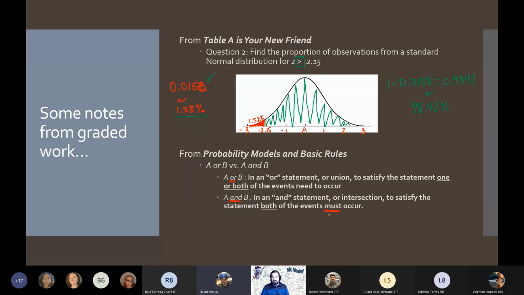A and B happening at the same time, we know that is not possible. That has a probability of 0. But for A or B to happen, just one of the two things needs to happen, so we get a larger set of possible things that work.